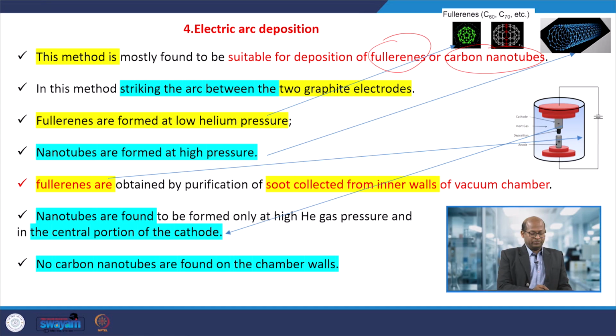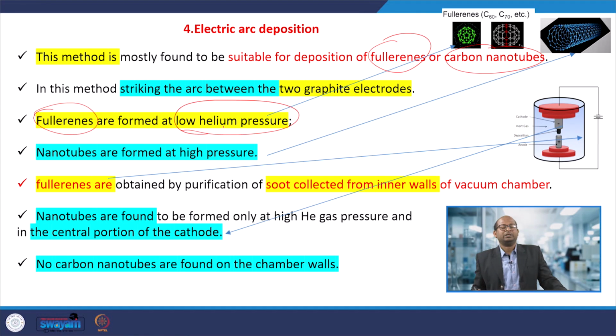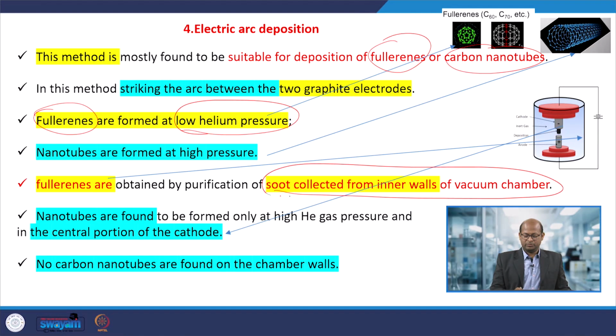So here, if we want to get fullerenes, then the vacuum pressure inside that particular vacuum chamber has to be kept very low to get fullerenes. Okay, so fullerenes obtained in these vacuum chambers are collected in the form of soot. This is the inner wall of the vacuum chamber. On these walls some soot will be deposited, that we can collect from the walls, and then we can purify to get fullerenes.